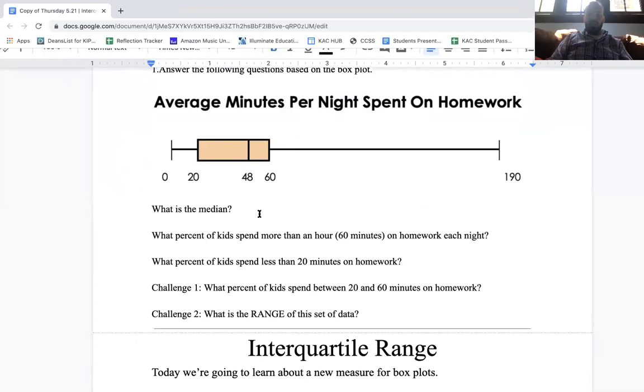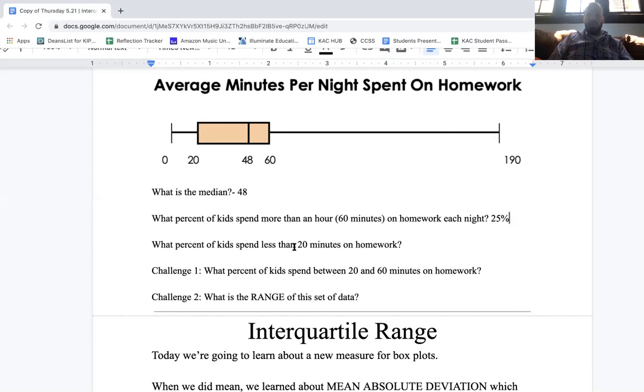Okay, just like yesterday, we're interpreting this graph. The median is this line right here, which would be 48. What percent of the kids spend more than an hour, 60 minutes, on homework? So 60 minutes is right here. We're looking for more than 60 minutes. Each section of the graph is 25%. So I know that from 60 all the way to the maximum is 25%.